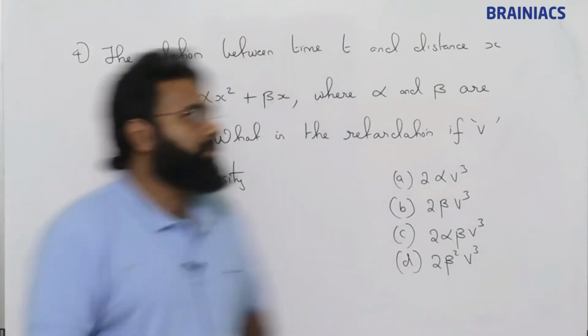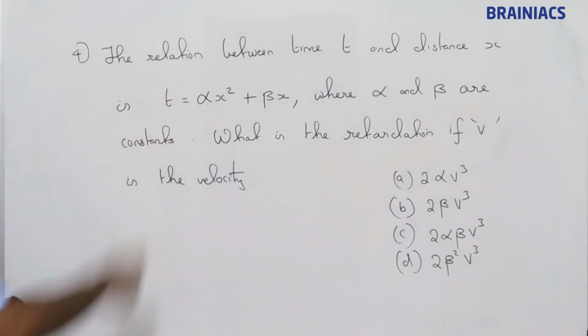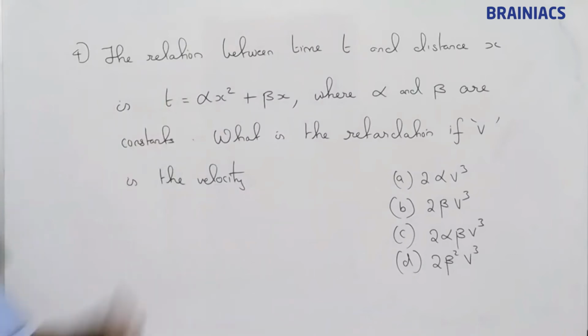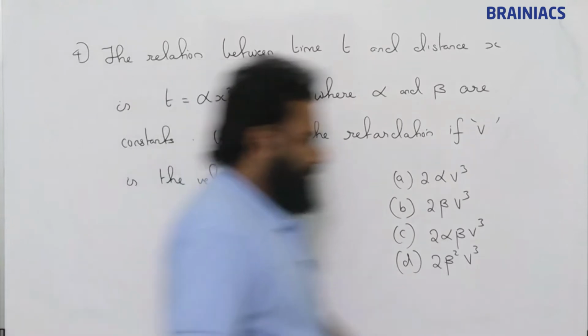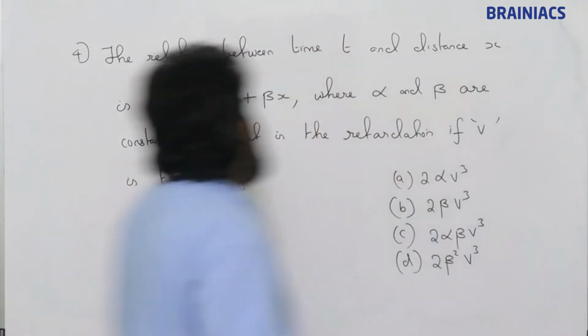This is your next question, students. The relation between time t and distance x is t is equal to alpha x square plus beta x, where alpha and beta are constants.